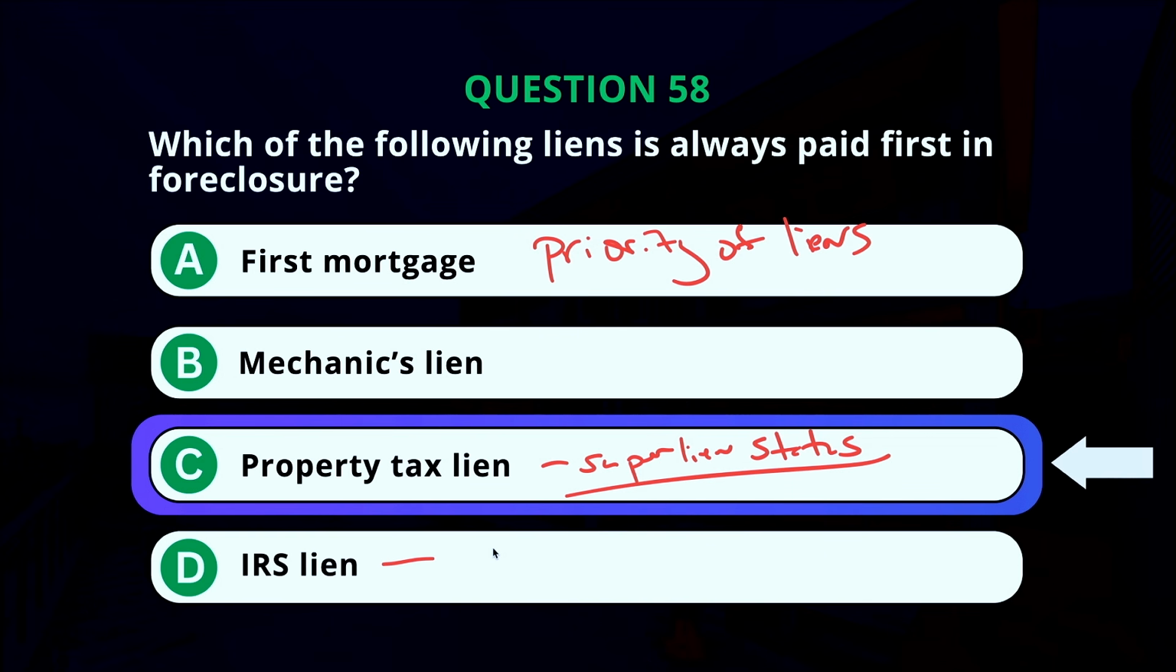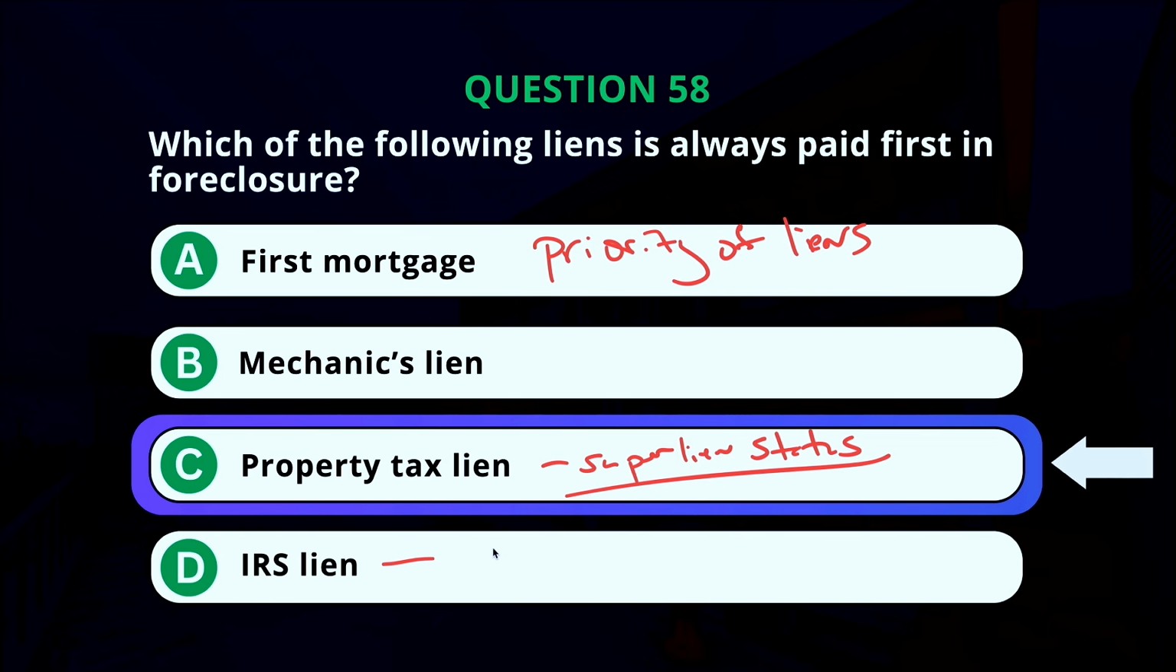Now, mechanics liens is order of rights in time. Mechanics liens, if they are perfected after the first mortgage, then they take second priority. And so there you go. First mortgage always gets paid. However, during a foreclosure, any super lien candidates. So if, let's say there is a foreclosure, then the property tax lien and the IRS will get paid before the first mortgage holder gets paid.